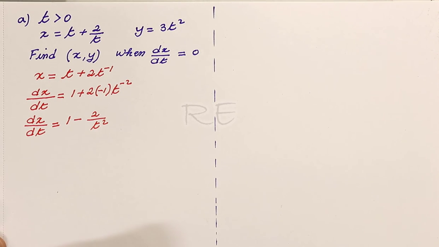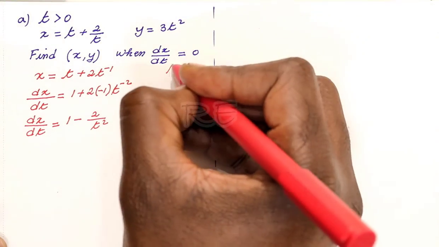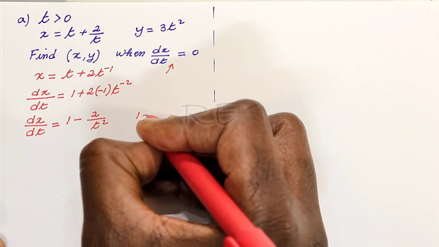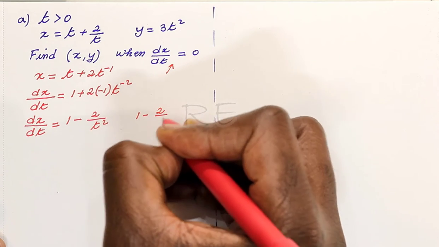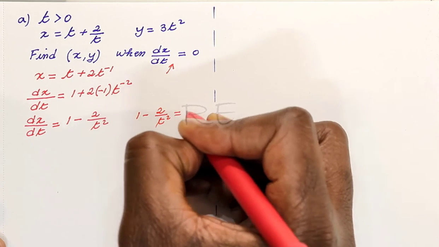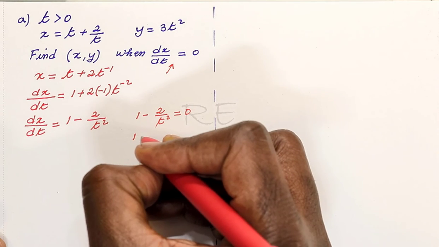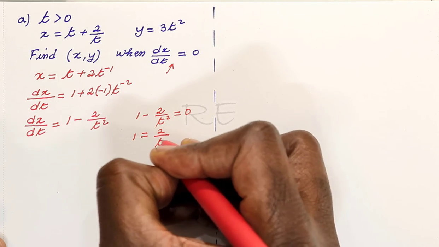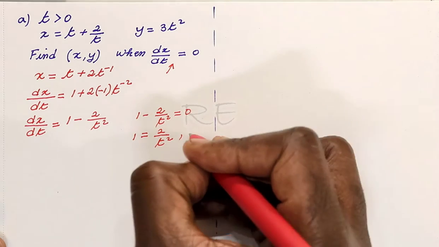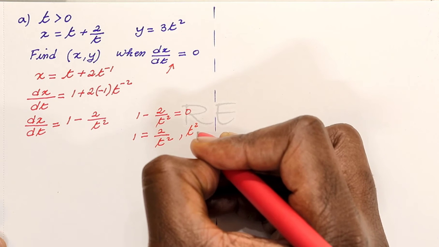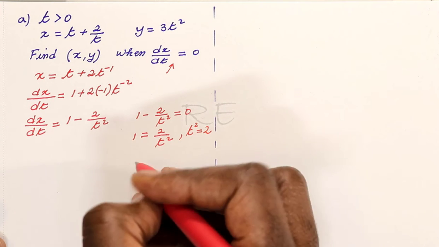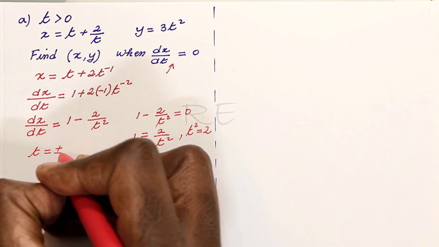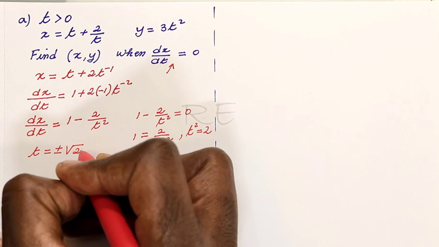Now we will set our expression equal to 0, which means 1 minus 2 over t squared is equal to 0. Transposing, 1 is equal to 2 over t squared. And after cross multiplication, t squared is equal to 2, which means taking the square root of both sides, t is equal to plus or minus square root of 2.